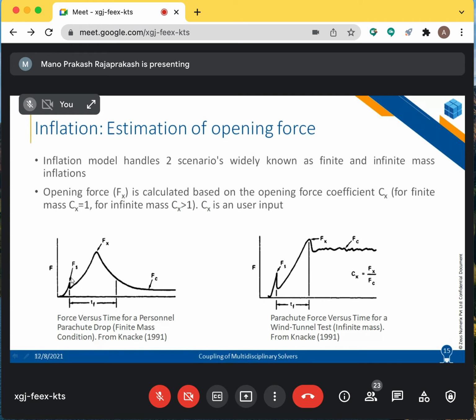The decision again depends on the user. If the user wants to predict this snatch force, then he can go ahead with approach 2. But if he just wants to see how the entire dynamics works, or simulate a very simple case, or if the user is not aware of such complex phenomena, he can go ahead with approach 1, where he can just model the parachute with the canopy and suspension lines together considered as a single body. So that is how it is.